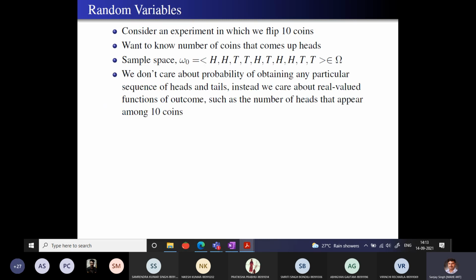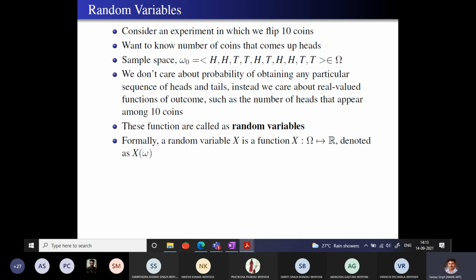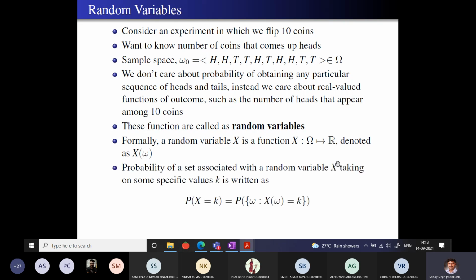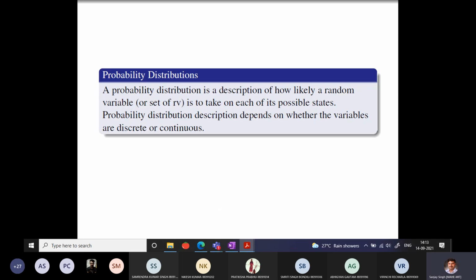Random variables and so on are known to you, so I don't want to deal much with them here. And you know that random variables are not actually variables, they are a mapping function, so remember this. Then let's quickly go through the definition of probability distribution. A probability distribution is just a description of how likely a random variable or a set of random variables is to take on each of its possible states. So these are the distributions effectively. And the description depends on whether the variables are discrete or continuous.